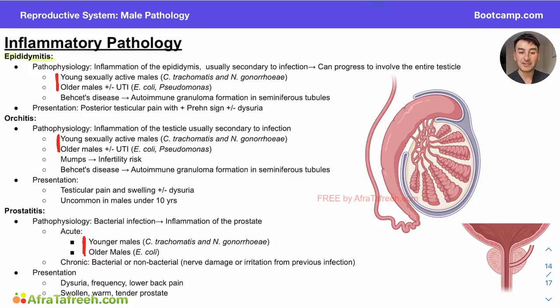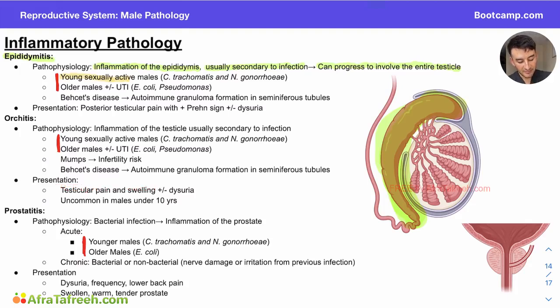Epididymitis is inflammation of the epididymis, and that's this green structure that I'm highlighting here in our diagram. It's important to note that this is most often going to be caused by some type of bacterial infection. So we have inflammation of the epididymis, usually secondary to infection, and this can progress to involve the entire testicle. Now, the important stuff here is the differentiation between younger and older males. So let's go ahead and get into it.